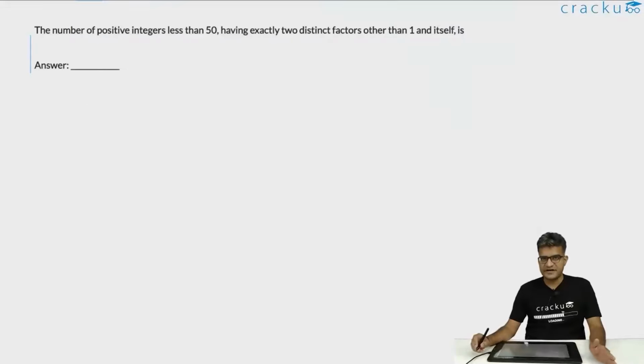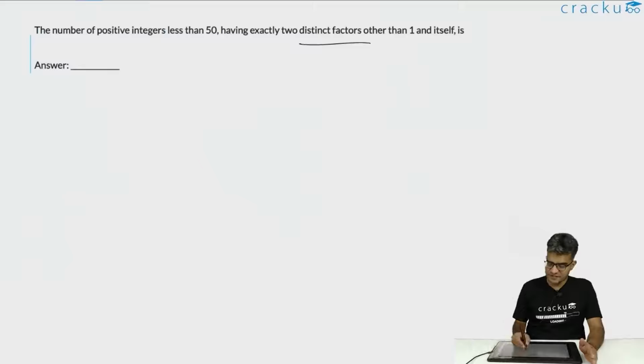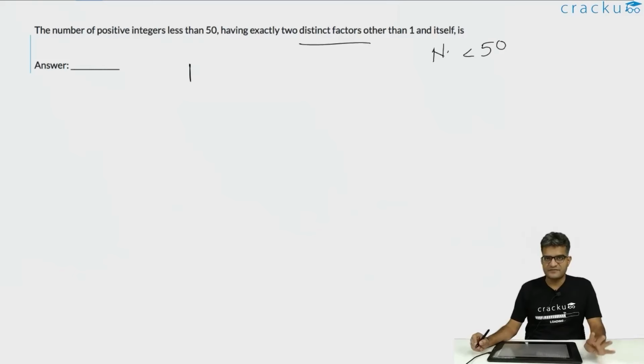In this question, we are asked to calculate the number of positive integers which are less than 50, having exactly two distinct factors other than 1 and itself. So if you are assuming that this number is n, we are looking for all the values of n which are less than 50, which are of the form that it has a total of 4 factors. One of them is 1, one of them is n, and we have a and b over here, which are in the middle. The first thing it will tell you is that a into b has to be equal to n.